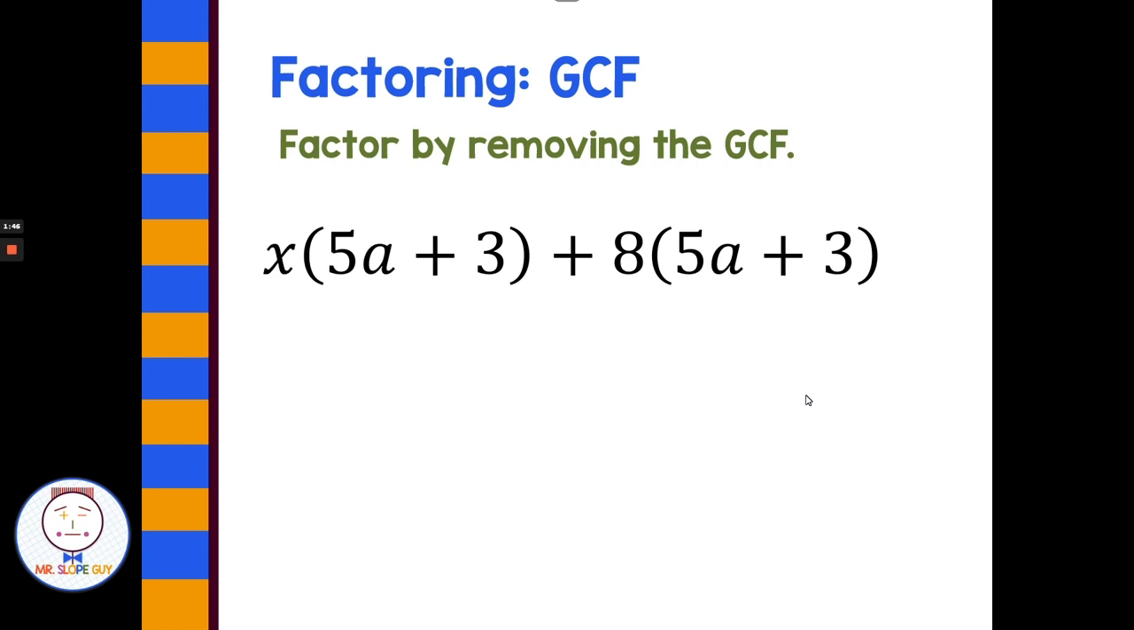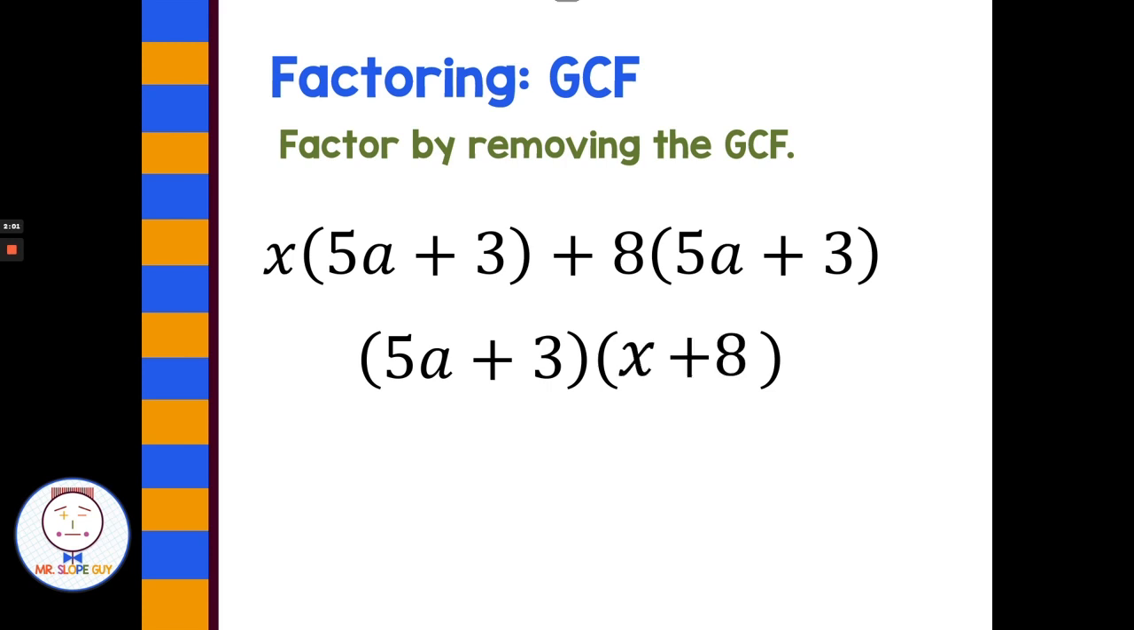So in this case, what could we use as a factor? Well, I have x times 5a plus 3, 8 times 5a plus 3. So I could use 5a plus 3 as a factor and be left with the parts behind. We'd put it in parentheses as x plus 8.